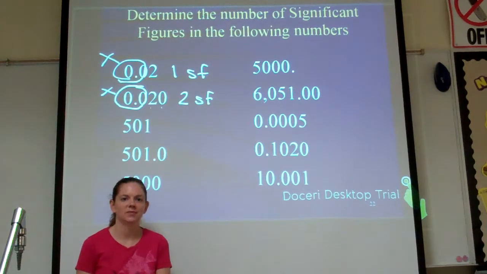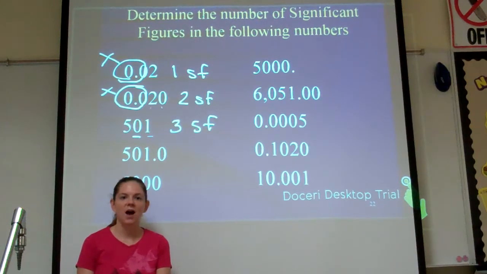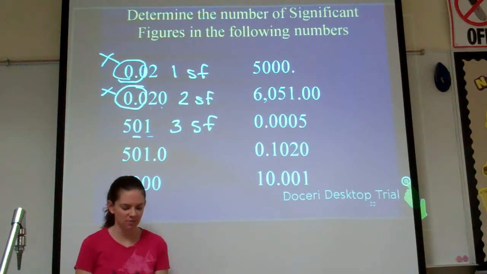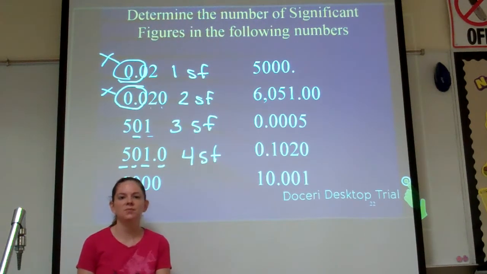501. This zero is a captive zero and always counts. So this has 1, 2, 3 significant figures. 501.0, again, the captive zero in the middle is going to count. Our trailing zero is going to count also because there's a decimal point. So this one has 1, 2, 3, 4 significant figures.